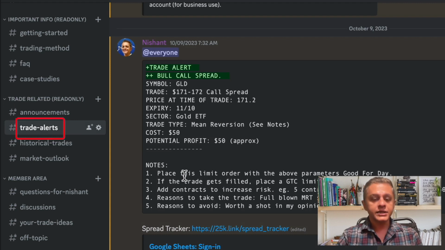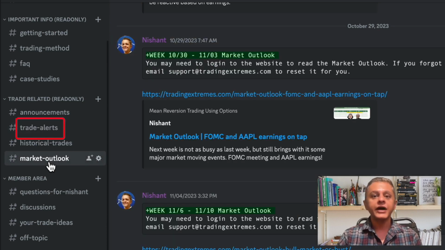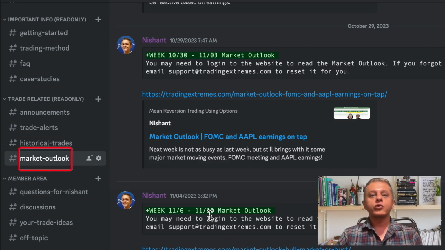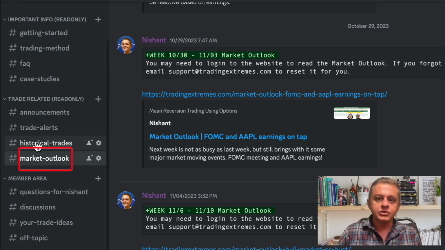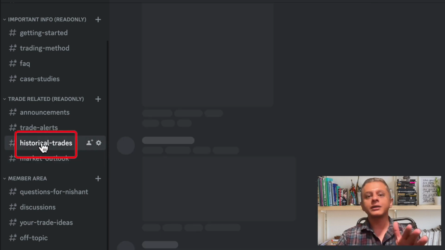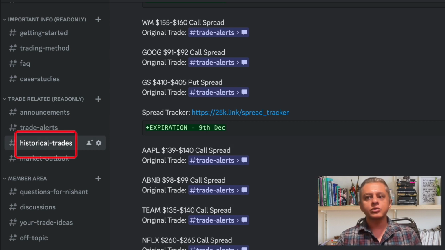Then I have trade alerts where I actually post trades that I'm taking in my own account after they get filled. And then I have a market outlook channel where I post a weekly market outlook. Based on what happened last week, what do I see happening next week? I also cover things like important macroeconomic data that might be coming out, any geopolitical happenings around the world that may affect the US stock market, stuff like that. And of course, I have historical trades where you can see all the trades that I've taken going back to when I started this group in 2020.